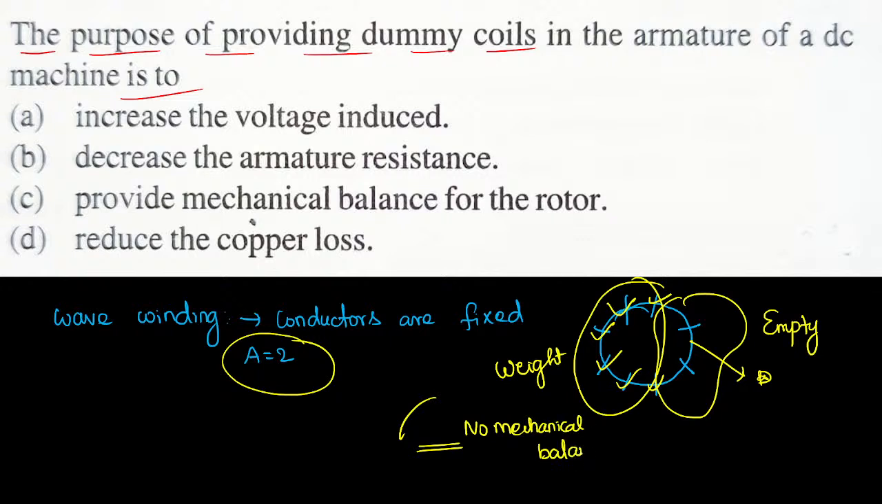In order to provide this mechanical balance, we are providing the dummy coils into this empty slots. One and only purpose. இங்க என்ன பண்ணுவோம் அப்படின்னா, டம்மியா வந்து காப்பர் காயில்ஸ், we will provide dummy coils and we will just fill in order to provide the mechanical balance into the DC machine. So what is the correct answer? To provide the mechanical balance, we are using this dummy coil.